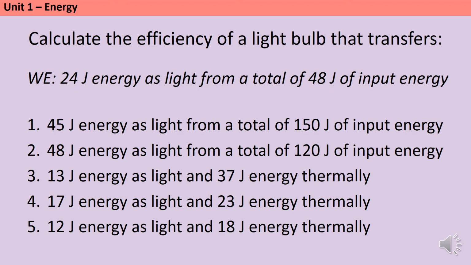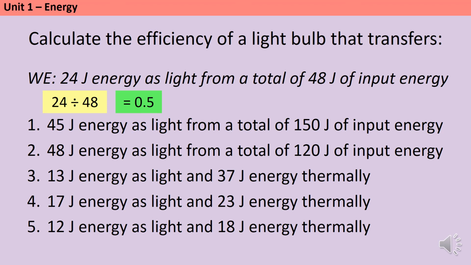So here in this worked example, we have a light bulb that is transferring 24 joules usefully, because the light radiation is the useful transfer, out of a total of 48. So I need to do 24 divided by 48. And that gives me an answer of 0.5. Pause the video and have a go at the next 5 on your own.